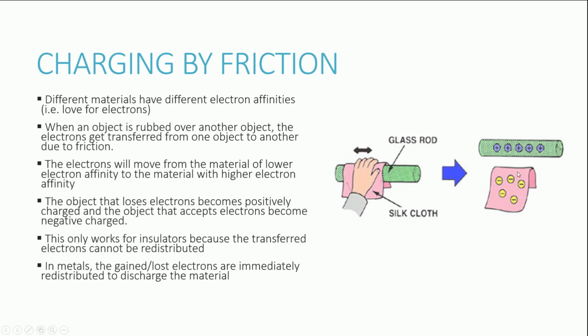So if you think about it, which material here has the higher electron affinity? It must be the cloth, because ultimately the electrons have moved from the glass rod and been donated to the cloth, and that allows the cloth to be overall more negatively charged now because it gained electrons, whereas the rod, because it's lost electrons, is positively charged. So that is charging by friction.